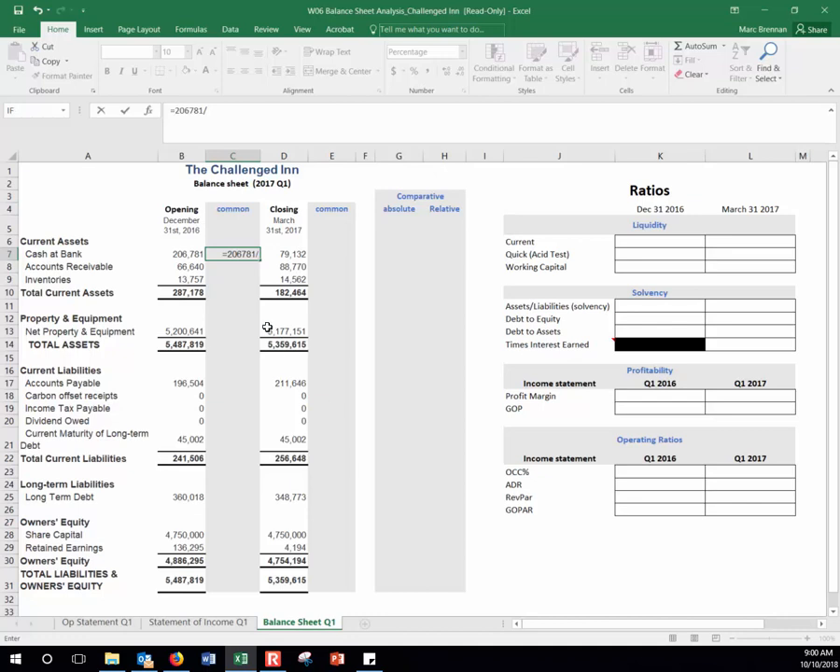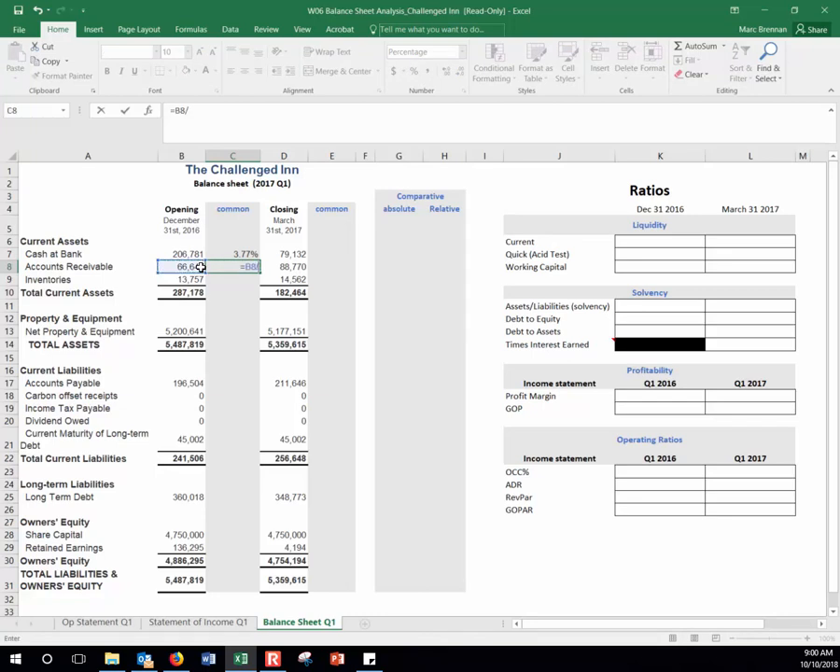So we need to divide this by the 5 million. Make sure I've got the right number. And as a percentage. All we're doing is representing these as a percentage of total assets. So 3.77% of my total assets are cash. That's the way to read that number. And then we would do the same for every single line.